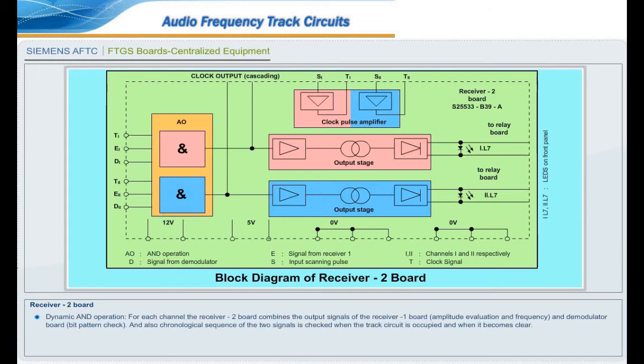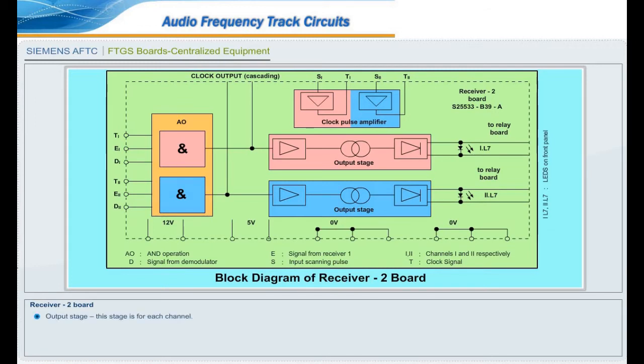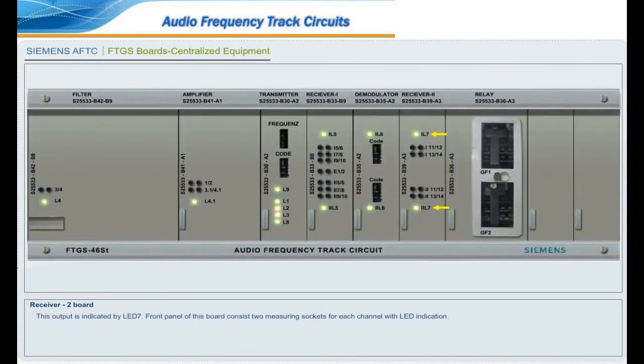Dynamic AND operation for each channel. The receiver 2 board combines the output signals of the receiver 1 board, amplitude evaluation and frequency, and the demodulator board bit pattern check. The chronological sequence of the 2 signals is also checked when the track circuit is occupied and when it becomes clear. Output stage: this stage is for each channel. This stage consists of pulse expander, amplifier, transformer, and rectifier. Output voltage is supplied to the track relay in the relay board. This output is indicated by LED 7.